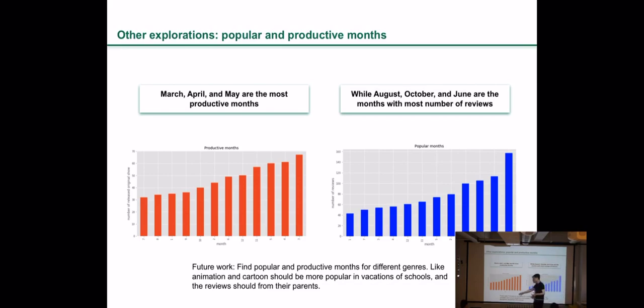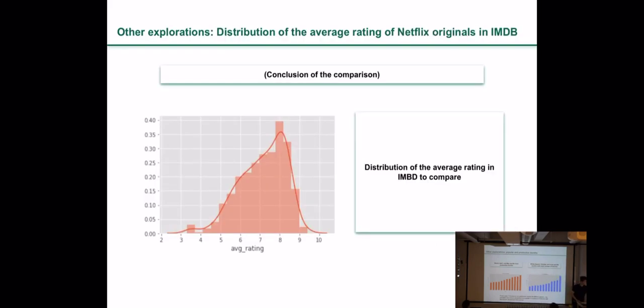For future work, I will find popular and productive months for different genres like animation and cartoons, because I think they should be more popular during school vacations, and the reviews on IMDb should come from their parents. And I don't know why spring looks more productive. If you have any idea, you can tell me later.